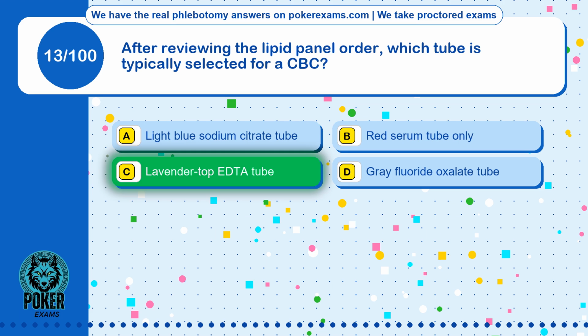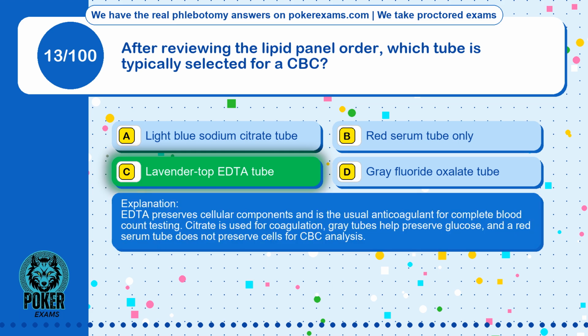Lavender top EDTA tube. EDTA preserves cellular components and is the usual anticoagulant for complete blood count testing. Citrate is used for coagulation, gray tubes help preserve glucose, and a red serum tube does not preserve cells for CBC analysis.